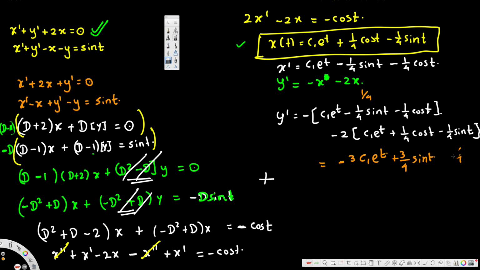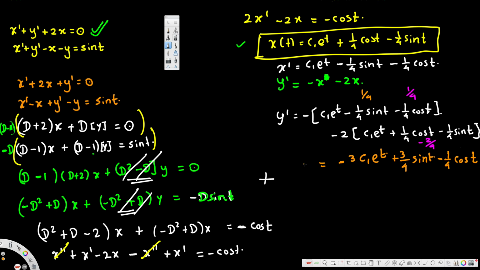And let's get rid of this one. Let's choose a different color. Okay, now the next thing is cos t. Minus 1 over 4 cos t, that's going to be plus 1 over 4. And minus 2 times 1 over 4, that's minus 2 over 4. Minus 2 over 4 plus 1 over 4, that's going to give us minus 1 over 4. So this is going to become minus 1 over 4 cos t. Okay, this is what we get after we simplify everything.